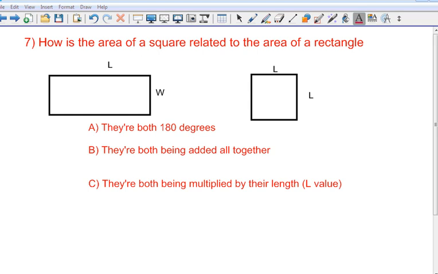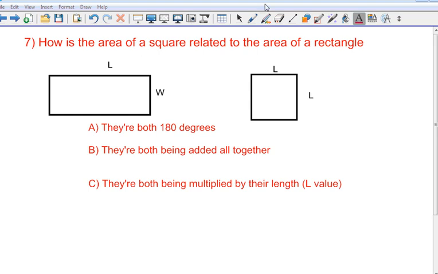All right, question 7. A little bit trickier. How's the area of a square related to the area of a rectangle? Is it A, they're both 180 degrees, B, they're both being added all together, or C, they're both being multiplied by their length, their L value?